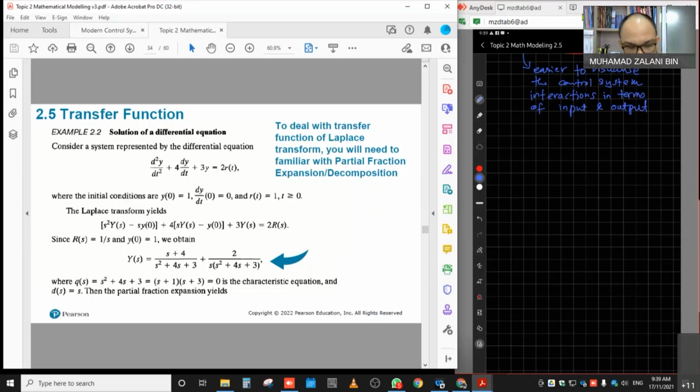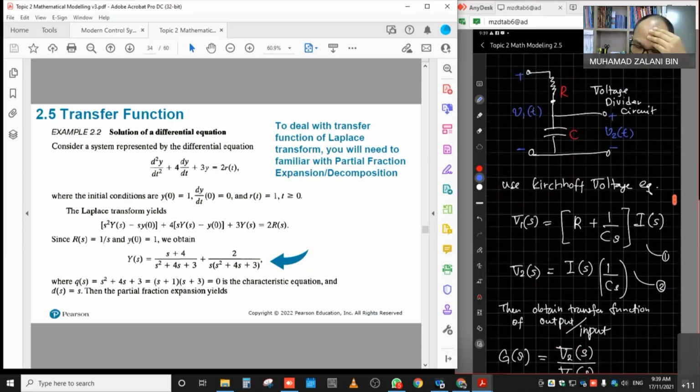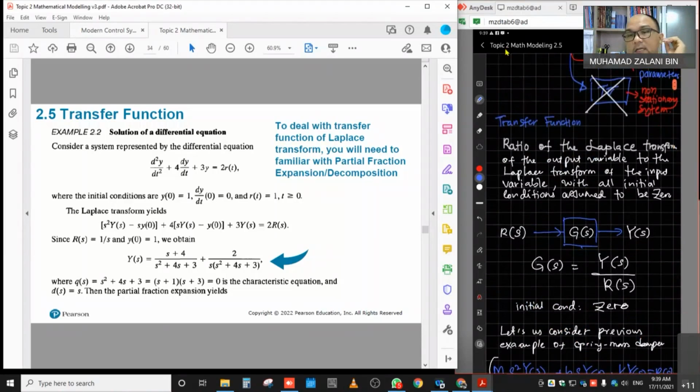So in control systems, if we have this sort of transfer function block diagram, we can examine the characteristics of the system easily, just by observing what action we put at the input and what it becomes at the output.